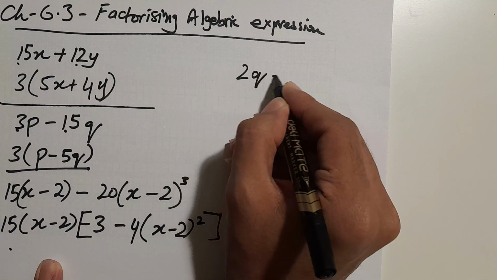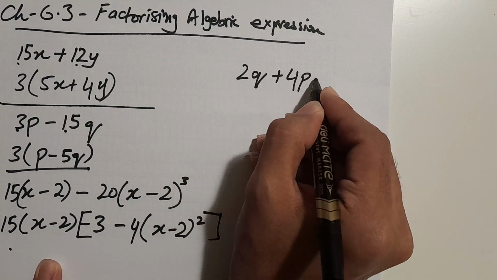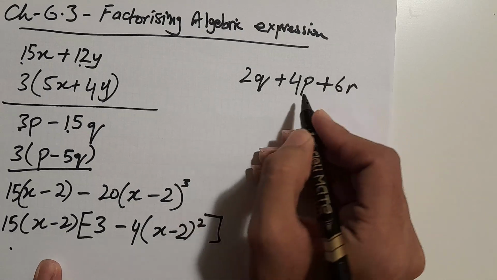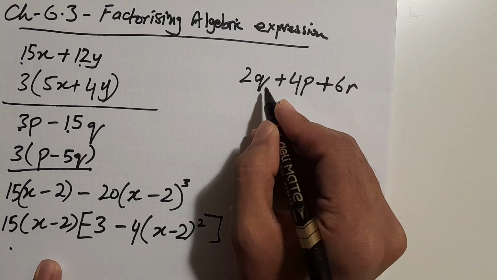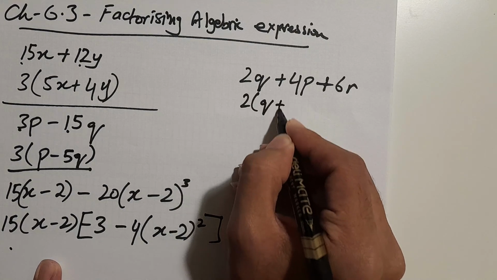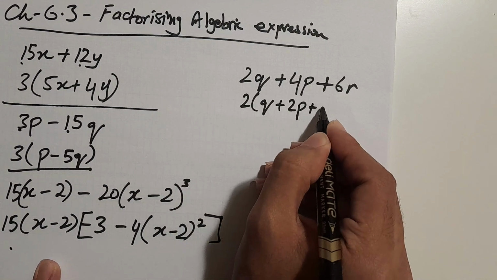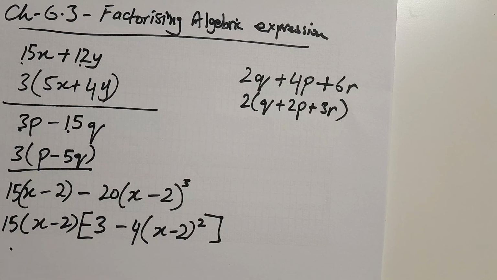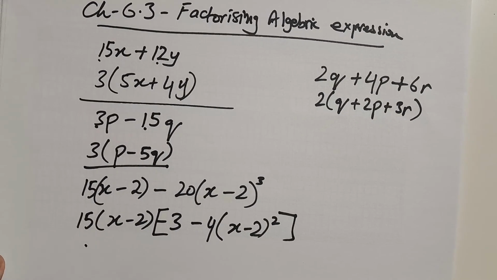And the last expression will be 2q plus 4p plus 6r. So what we will do is, these three are multiples of 2, so 2, brackets open, q plus 2p plus 3r, brackets close. So this is how we will be factorizing algebraic expressions.